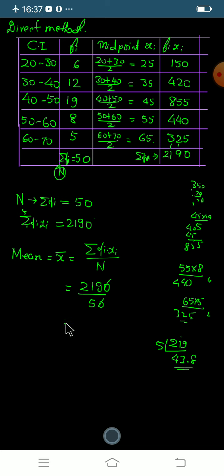So the answer is 43.8. That is the mean, that is x bar. Now we have completed the direct method. In the direct method, we got x bar as 43.8. Now we have to move further to the deviation method. Let us go to the next page.